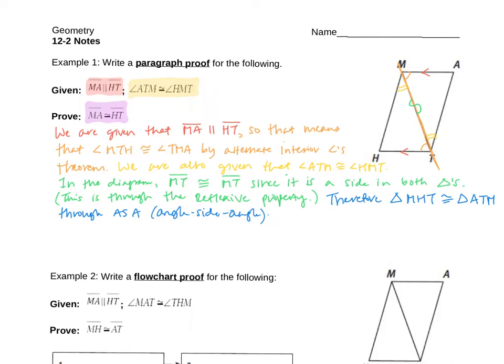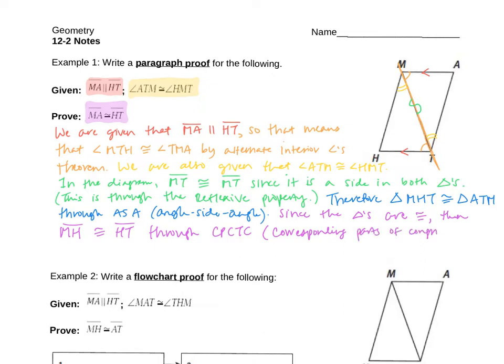So let's go ahead and write that down. We're going to say, since the triangles are congruent, then MH is congruent to HT through, and I'll put the abbreviation CPCTC, but also write in parentheses, corresponding parts of congruent triangles are congruent. And then ta-da! That is our paragraph proof.